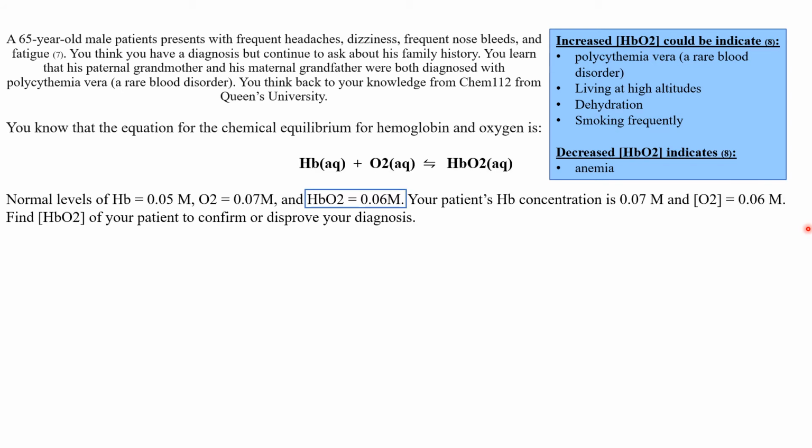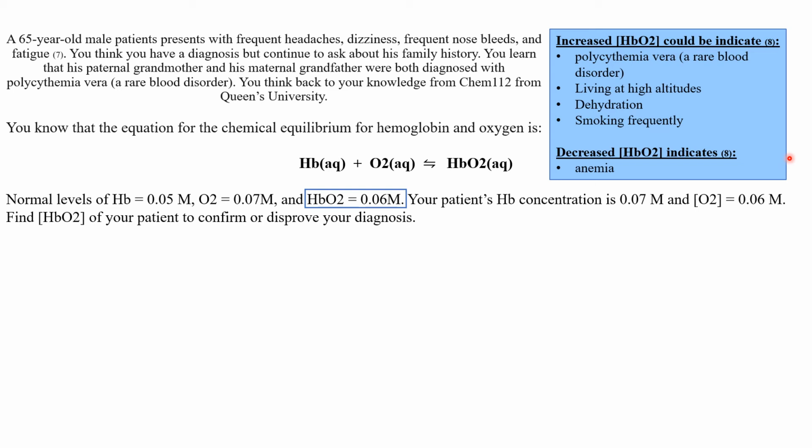You know that the equation for the chemical equilibrium for hemoglobin and oxygen is right here on the screen. The normal levels of hemoglobin are 0.05 molar. His normal levels of oxygen are 0.07 molar, and normal levels of hemoglobin dioxide are 0.06 molar.